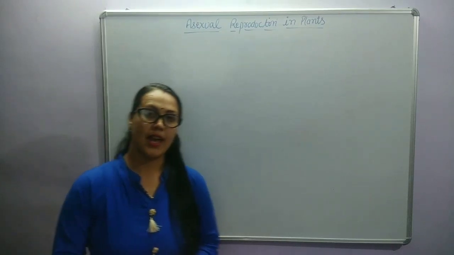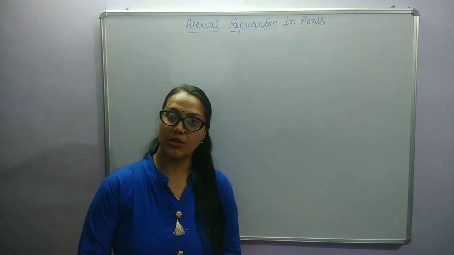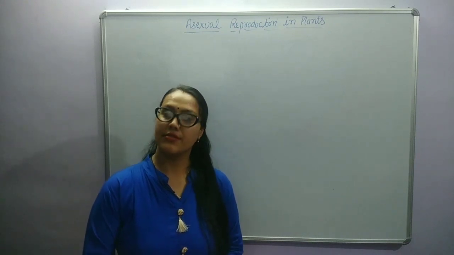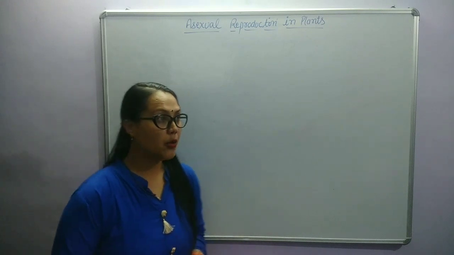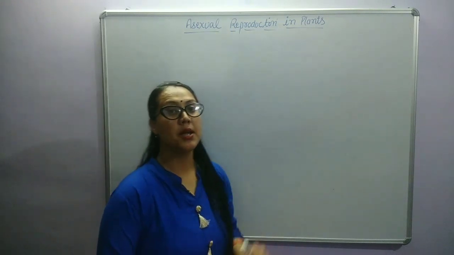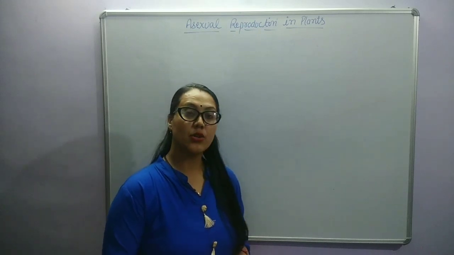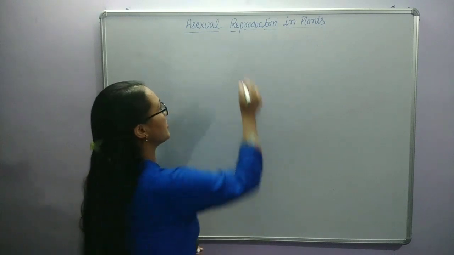Hello dear student, as you all know, we are studying about various modes of asexual reproduction. In it we have studied fission, budding, spore formation, etc. Now today we are studying about asexual reproduction in plants. In plants, asexual reproduction is also known as vegetative propagation.